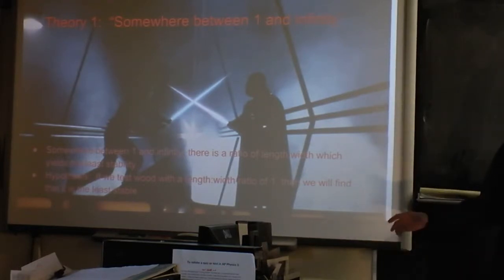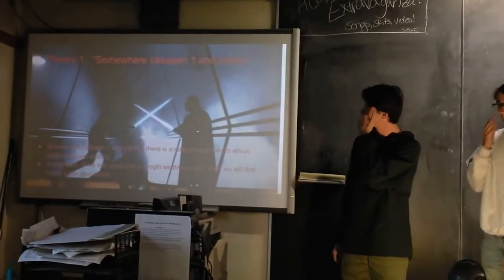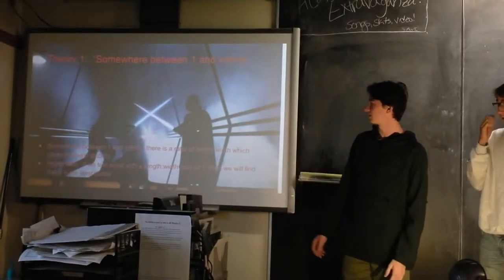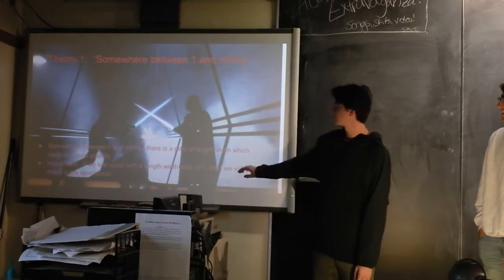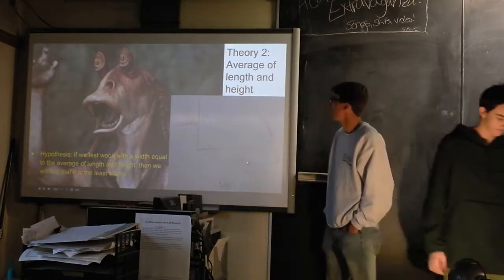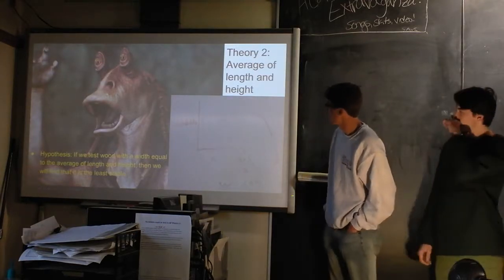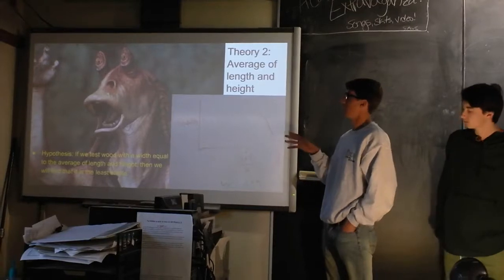So the ratio between length and width, we thought that it'd be between 1 and 50, the most stable. And then our other theory was that the least stable flip would occur when the ratio.